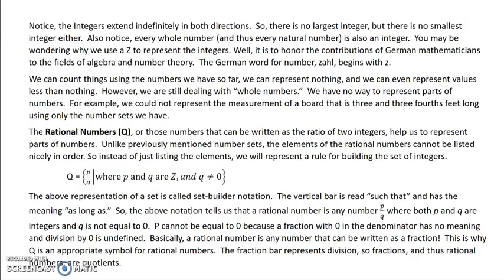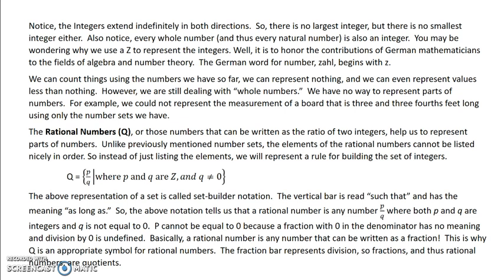So, like I just said, notice that the integers extend indefinitely in both directions. Also, there is no largest integer, but there's no smallest integer either. And also notice that every whole number, and thus every natural number, is also an integer. And the reason why we let a Z be used to represent the integers is to honor the contributions of German mathematicians in the fields of algebra and number theory. And the German word for number, which is Zahl, begins with Z.